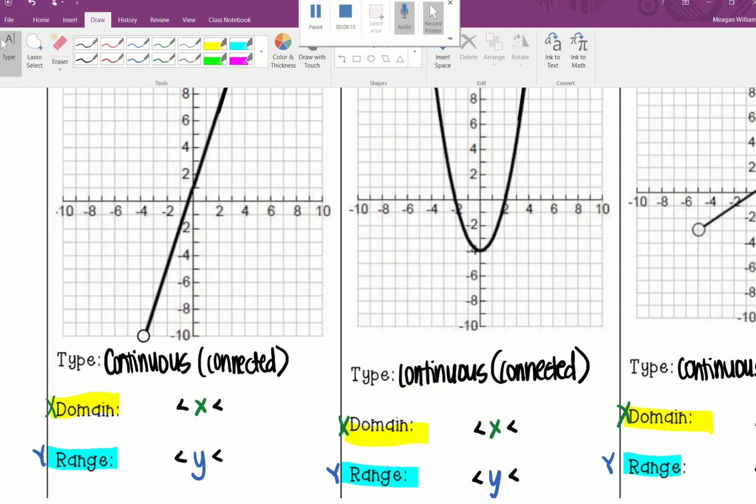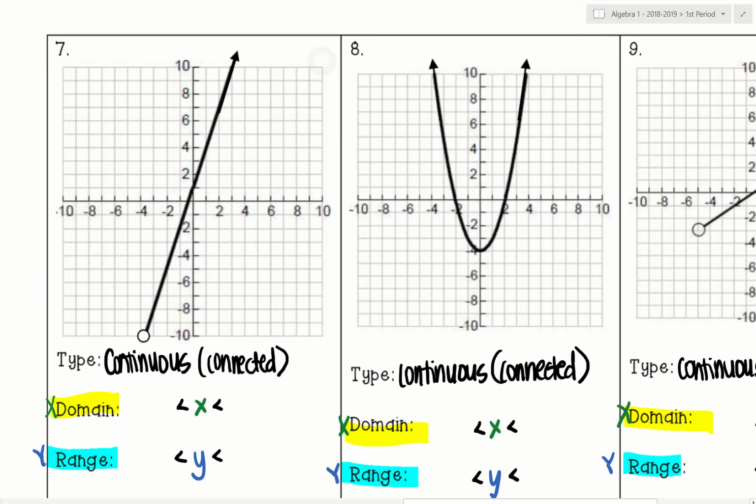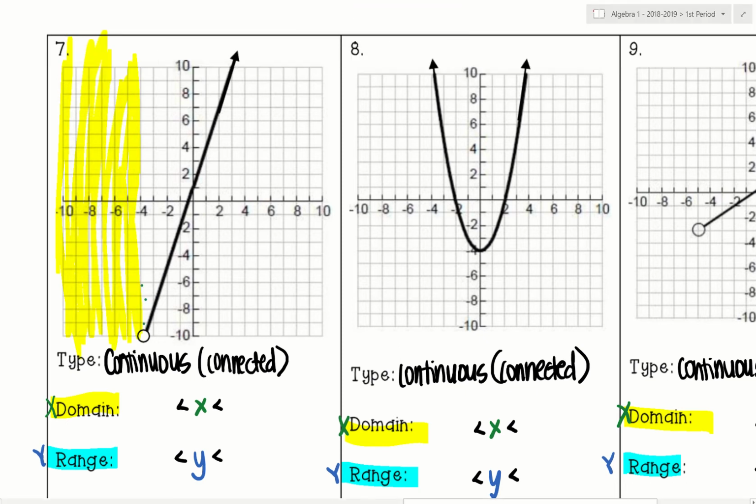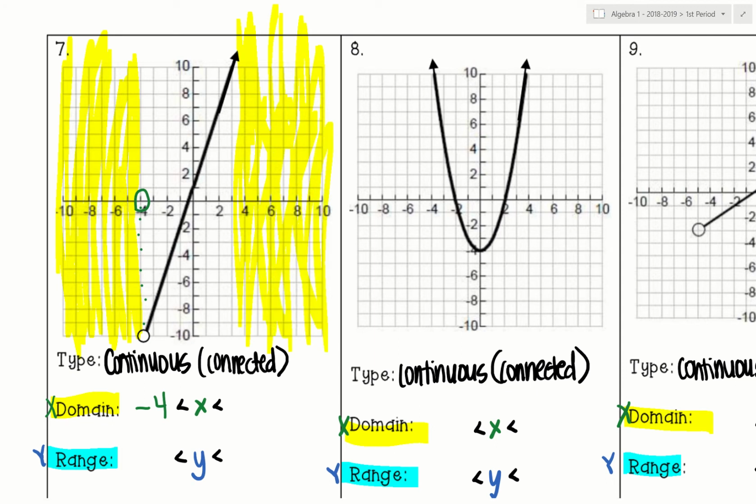Domain, we're working on our x-axis from what side to what side? Left to right. So let's go color the left side first, till I hit my line. I bring that dot up to the x-axis, and where is it at? -4. Is it open or closed? Open, so do I do anything to my sign? Nope.